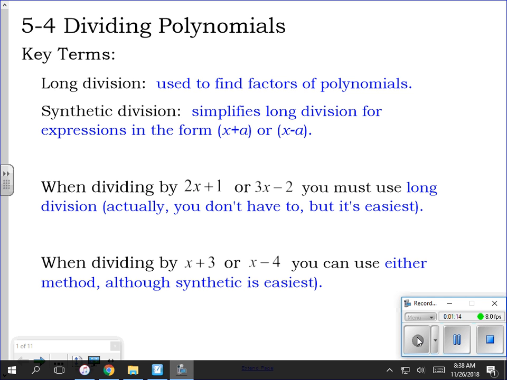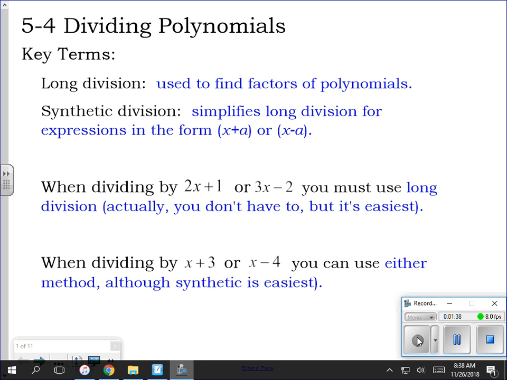Same process. Okay, tomorrow we're going to do synthetic division. It's a simplified version of long division. However, you cannot use it every time. You can only use it when you're dividing by x plus or minus some number. If you have like 2x or 3x, it doesn't work. It has to be x plus or minus some number to do synthetic division.